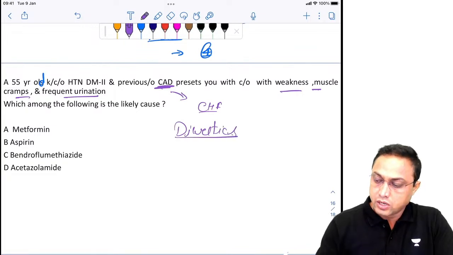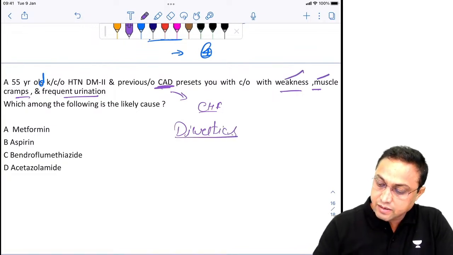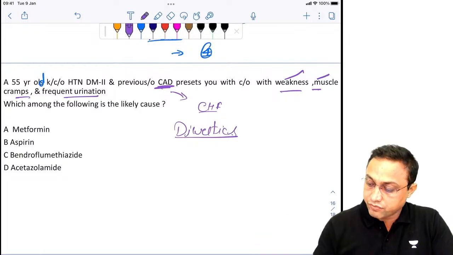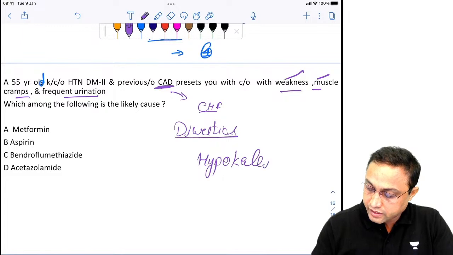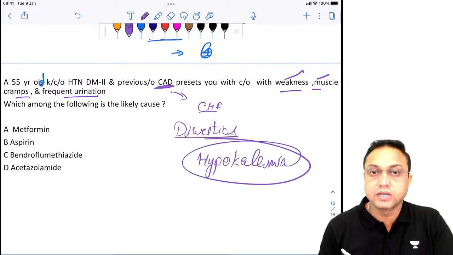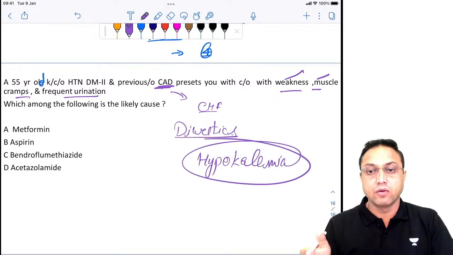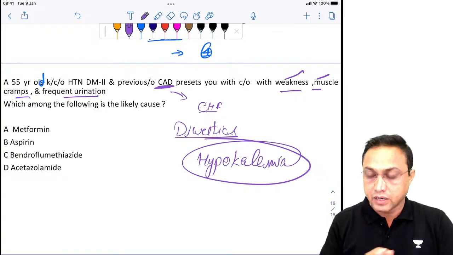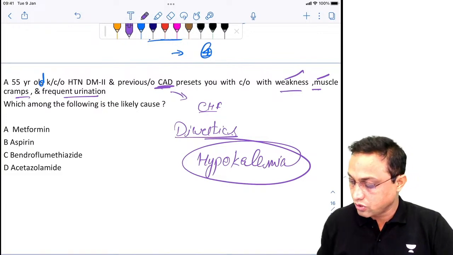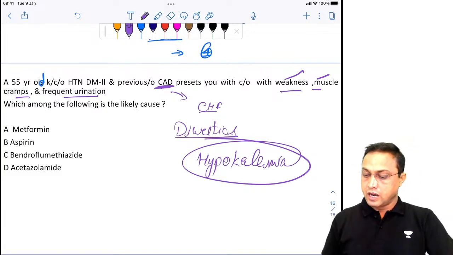So first of all, weakness, muscle cramps, and frequent urination are all features of hypokalemia. Now I have given you a clue: this patient is dealing with hypokalemia. Yes, Ashi, you have given me the right answer, because of diuretic hypokalemia. I appreciate your answer and your thought process.